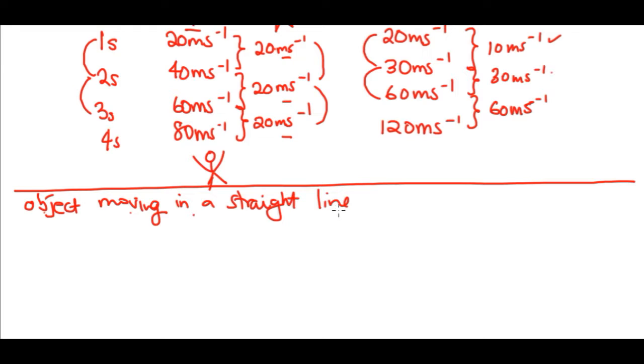Object moving in a straight line. So we're looking at an object moving in a straight line with uniform acceleration. There, the word comes: with uniform acceleration. It has to be emphasized. It's moving with a uniform acceleration a, so the acceleration itself is a.